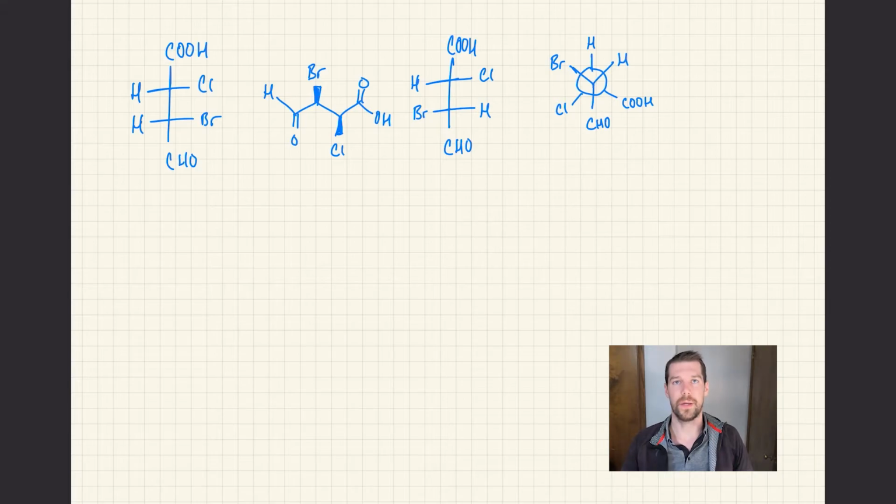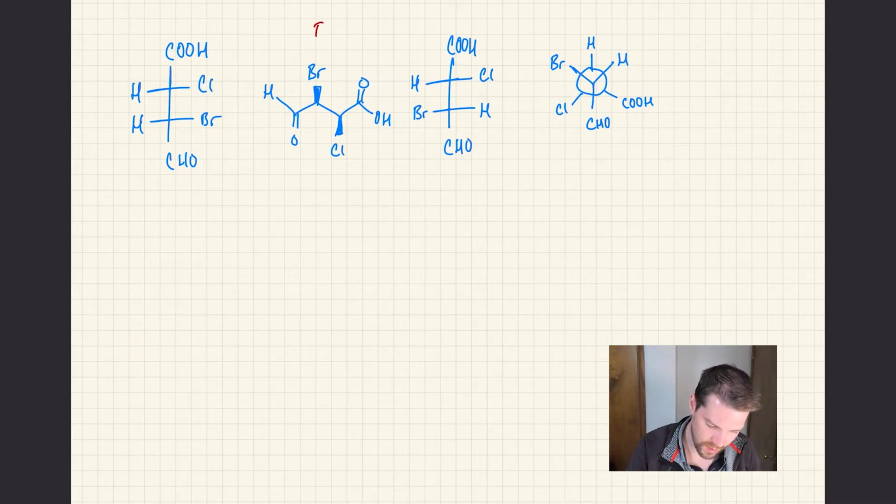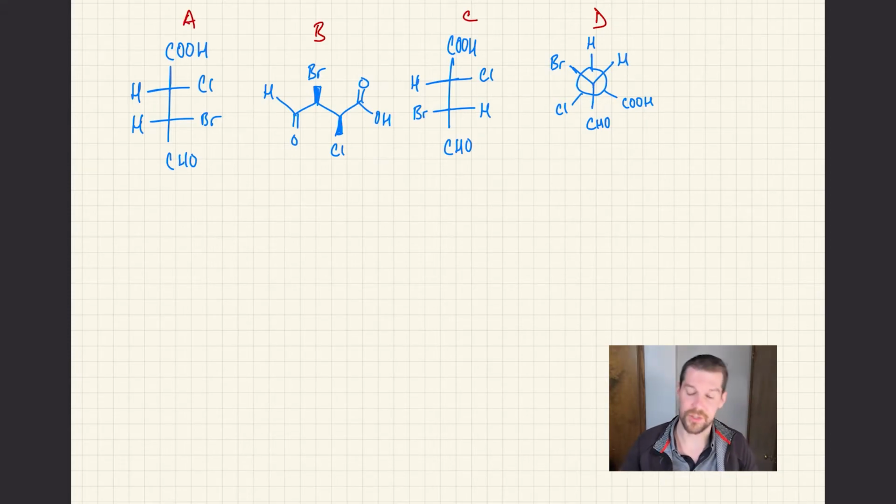Okay, so strategy 2 here involves converting everything to the same kind of formula. I think Fisher projections are the easiest to compare chirocarbons with. So what I'm going to do is convert B and D to Fisher projections, and then it's a lot easier to compare. So let's go through that process now. First thing I'm going to do here is simplify a little bit. I'm going to make this a CHO.